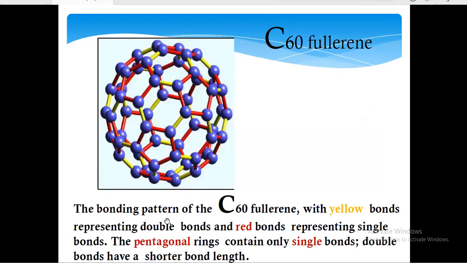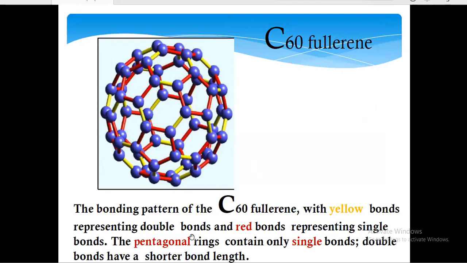So C60 Fullerene, okay, the bonding pattern in the C60 Fullerene is, as you can see on your screen, that these are the yellow bonds, which I am showing you by cursor. These yellow bonds basically represent double bonds, and these red bonds represent the single bonds. We know that double bonds mean more strength, meaning the carbon atoms will be closer to each other, and the single bond means less strength, which means adjacent carbon atoms will be farther away as compared to the double bonds. So the length of the double bond is shorter and the single bond is longer.